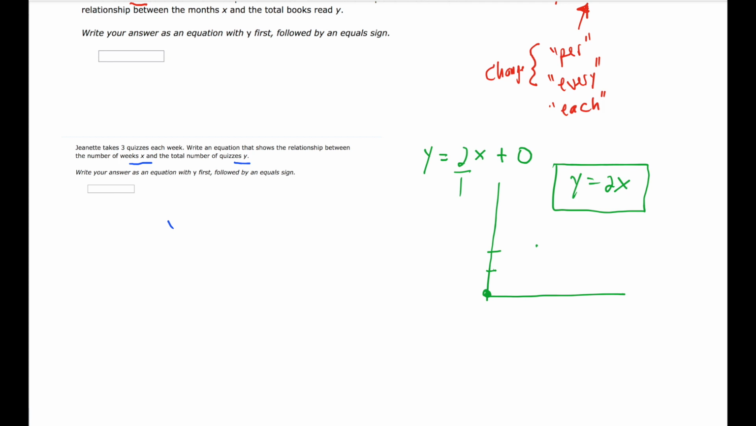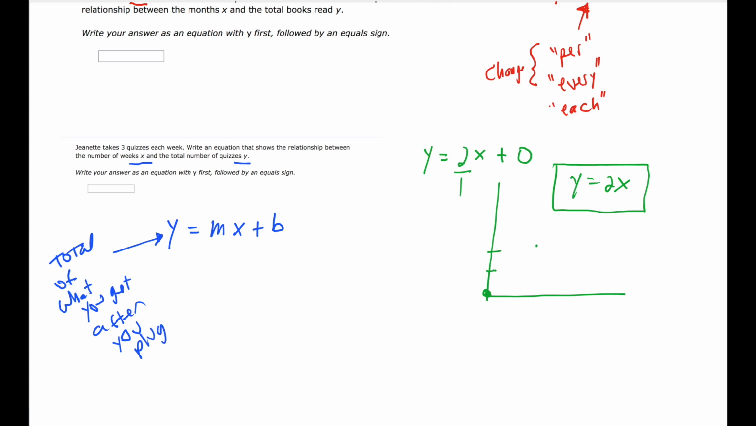So you know how it's y equals mx plus b, and this number right here, and this letter, is the total of what you get after you plug in x. Okay, so y is the total of what you get after you plug in x. That's very, very important. Okay, so it says here 3 quizzes each week.